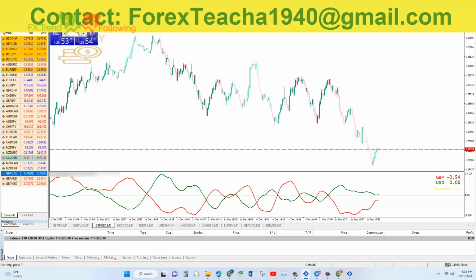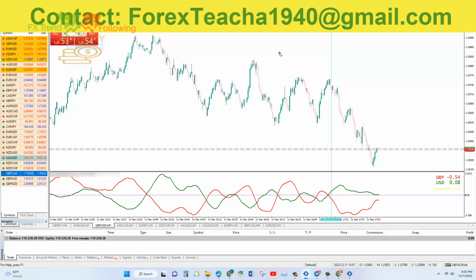So if I put some lines to mark where they cross each other, right here, this was the best. The quote currency crosses above the base currency, so we are selling. So this was a selling opportunity that I wanted to show you.